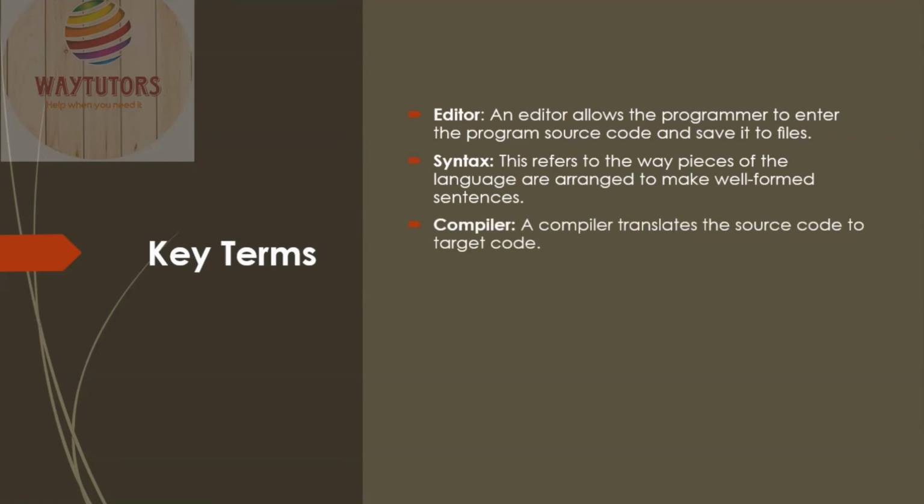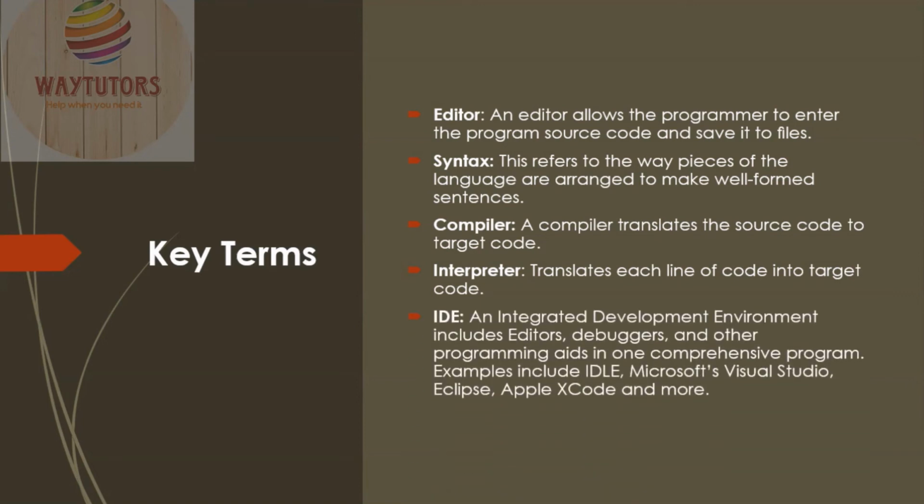A compiler translates the source code to target code, and the interpreter translates each line of code into target code. Now, the major difference is the interpreter, like the compiler, translates the high-level source code into a machine language, but it has to do this every time the program is run. That is the major difference between a compiler and the interpreter.